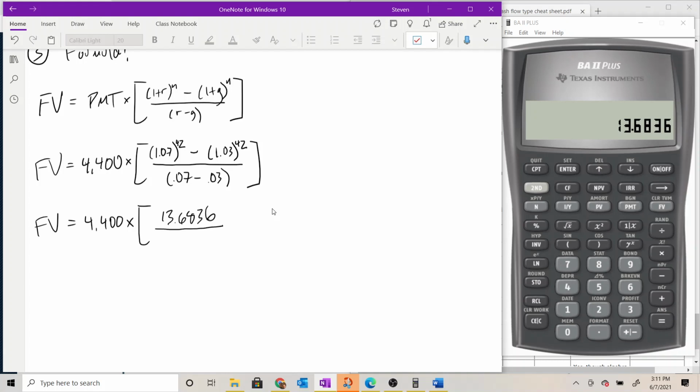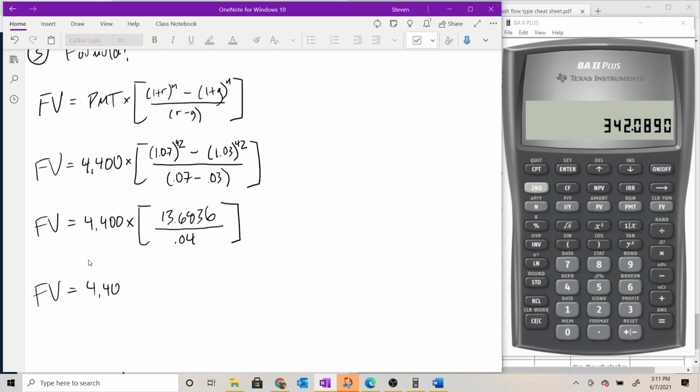And that's going to be divided by 0.07 minus 0.03. I can go ahead and handle that myself. That's 0.04. All right, so I'll take this value again while it's on the display, and I'll divide it by 0.04. Okay, and I will go ahead and store that value just in case.